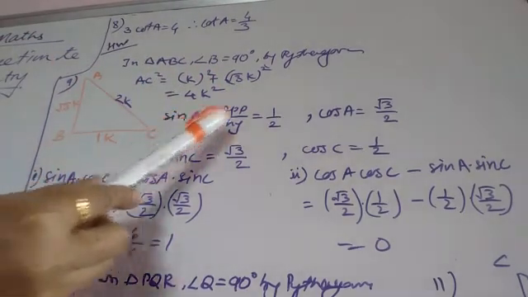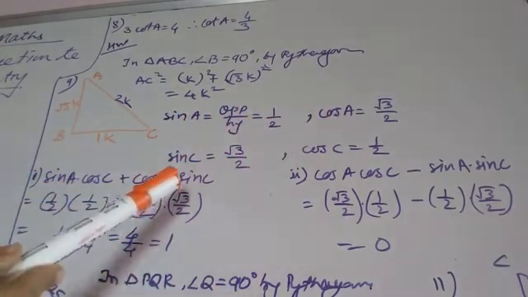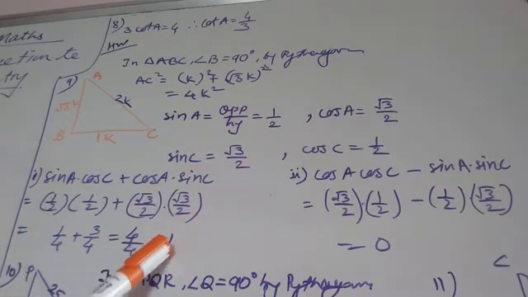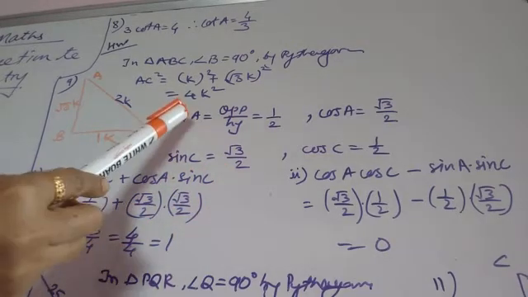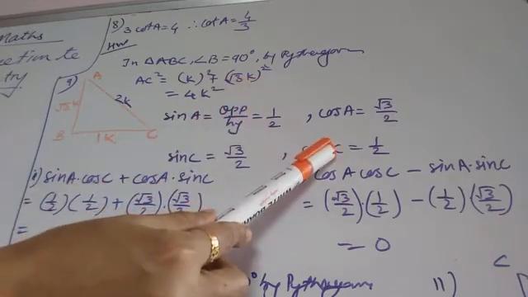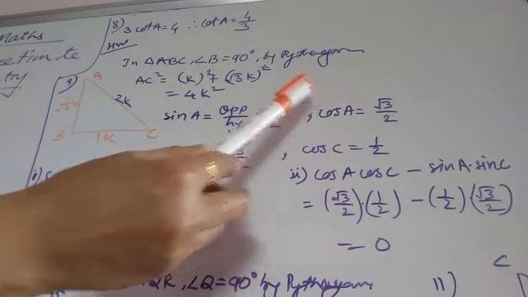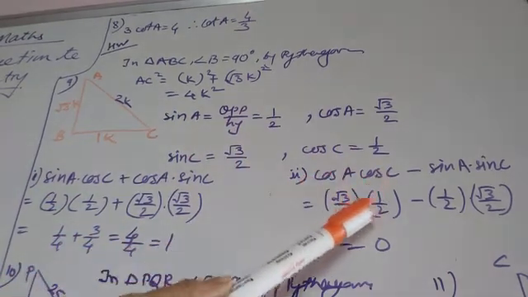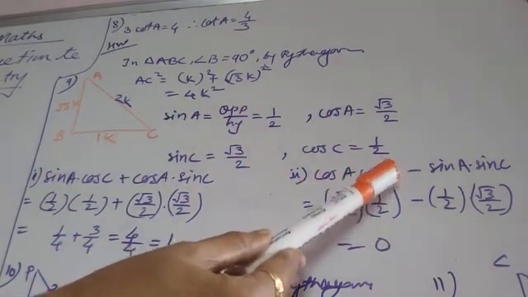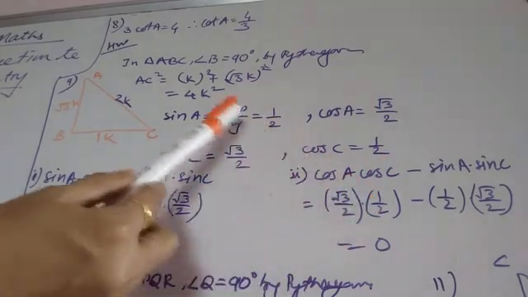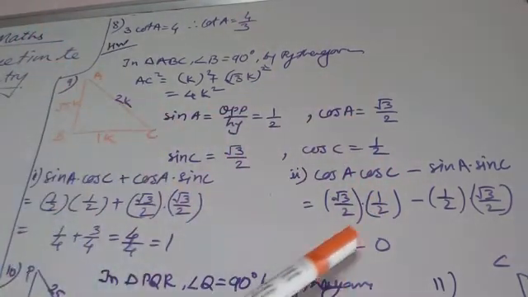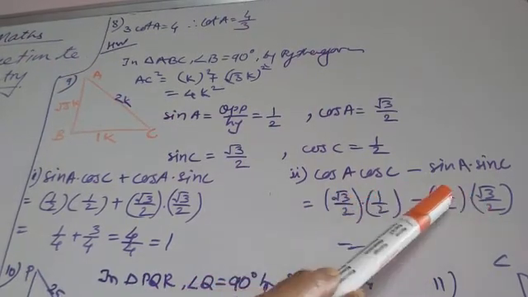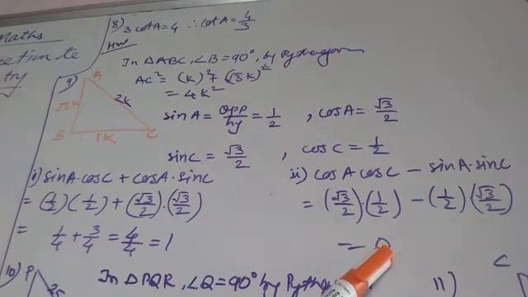Now from this we can find the values of sin A and cos A. We put those values in this equation and we get this. Now we can see that sin A is the same as cos C, and cos A is equal to sin C. In the second one we get cos A into cos C, the product of the two. Now we subtract the same quantities, the product of the same numbers, so here you are going to get 0.